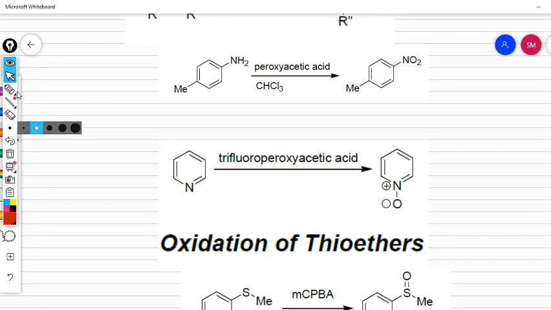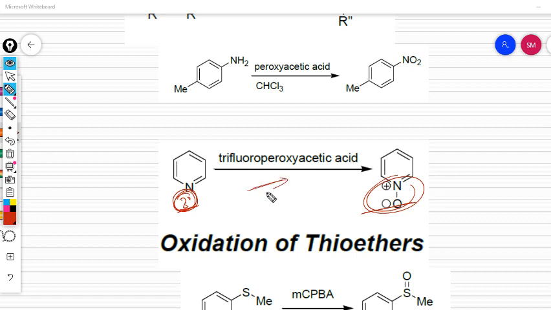Next, if it is an aromatic heterocycle of nitrogen, where there are no hydrogens attached to the nitrogen, then N-oxide formation is going to happen with peracid treatment.